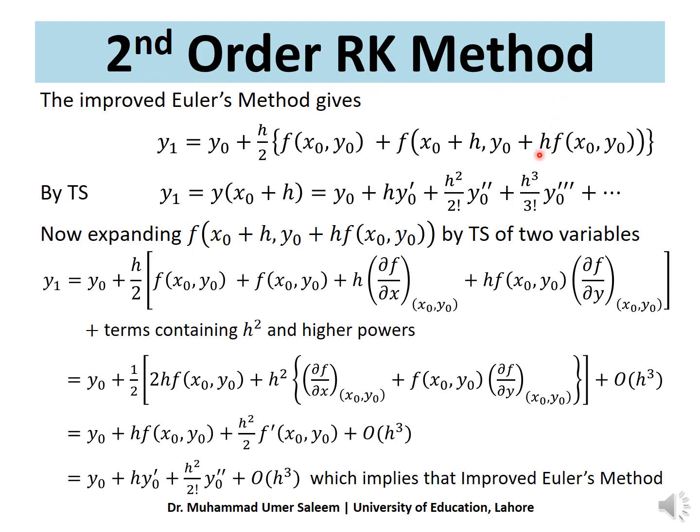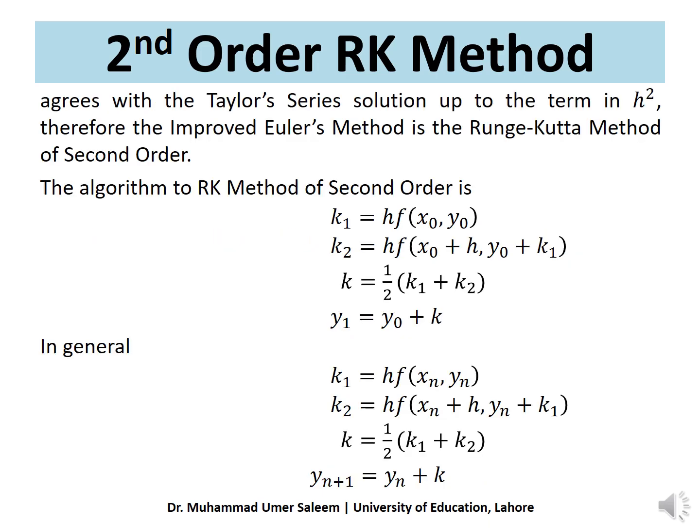So the second order RK method is nothing but the improved Euler's method, which implies that the improved Euler method agrees with the Taylor series solution up to the term h square, as I showed you. Therefore the improved Euler method is the Runge-Kutta method of second order. So in algorithmic form we can write this as increments.